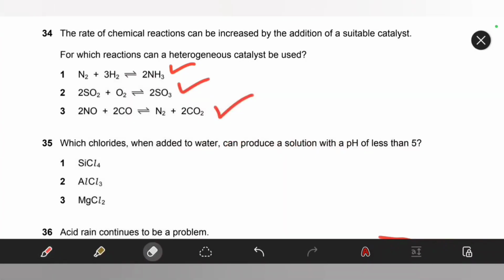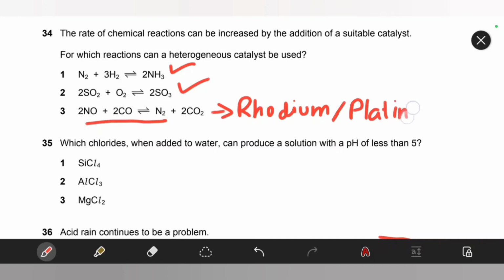No, sorry, there's a mistake. Actually, in this reaction, nitrogen monoxide is not acting as a catalyst. Here, the catalysts used are rhodium and platinum, right? So 3 is also following. Whatever catalysts are used in these, they are in a different phase from the reactants. As you can see, these are metals, these are solids.